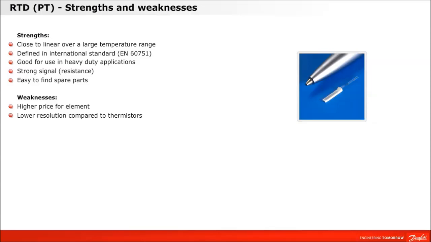RTDs can have a high resistance level at certain temperatures, which produces a stronger signal than other technologies such as thermocouples. The international regulation of RTDs in common use makes it easy to find spare parts. RTDs have two main weaknesses compared to other element types. RTDs typically have a higher cost than thermistors, and the resolution is also lower at certain temperatures. This is due to a less steep output curve.